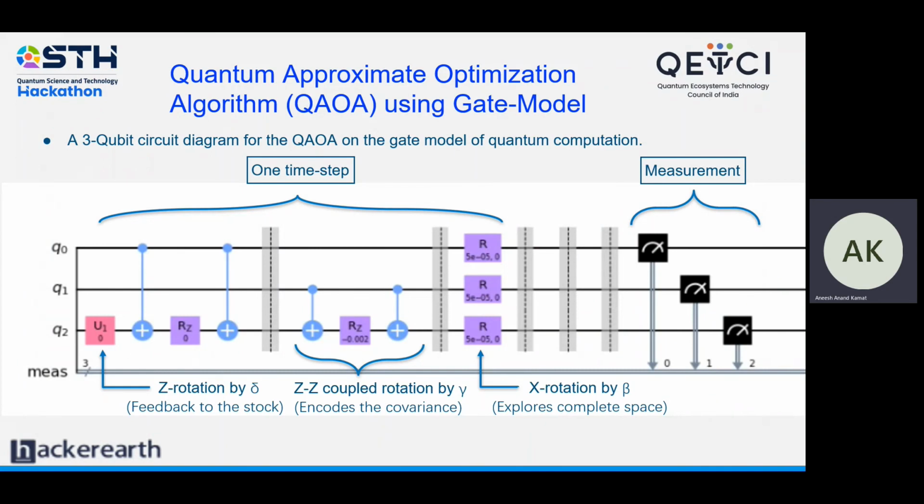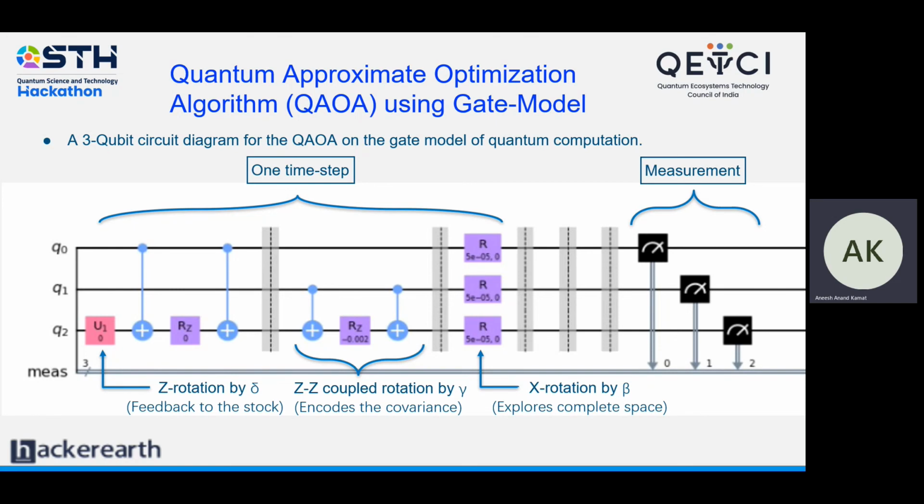Hi, I will be introducing you to the quantum approximate optimization algorithm, commonly known as the QAOA, implemented using the gate model of quantum computation. On your screen is a 3-qubit circuit diagram. Each of these qubits corresponds to one stock in your portfolio. There are a series of gates that are implemented. I'll walk you through each of them and their purpose.